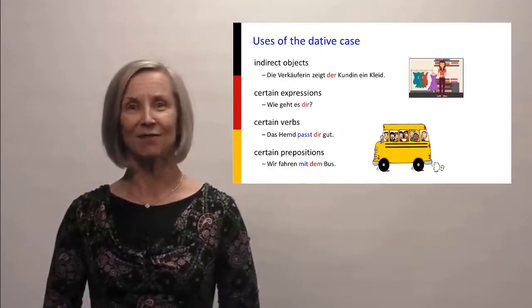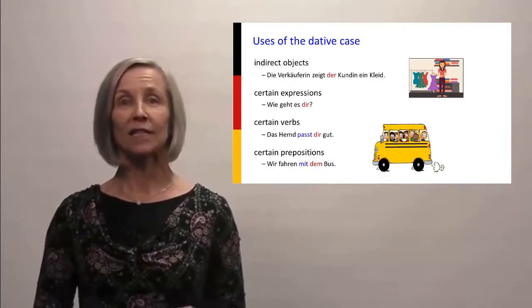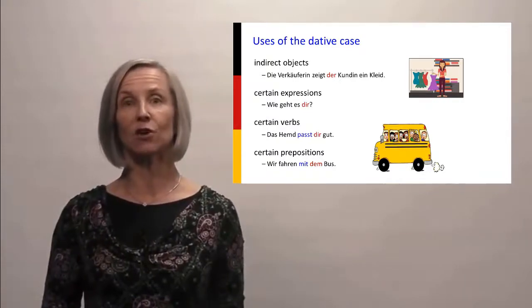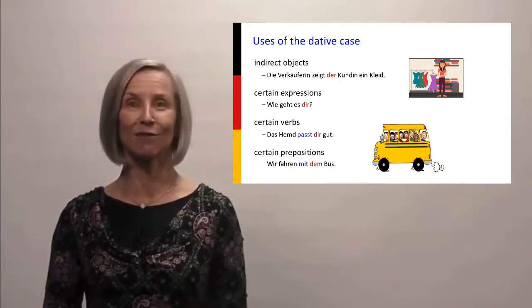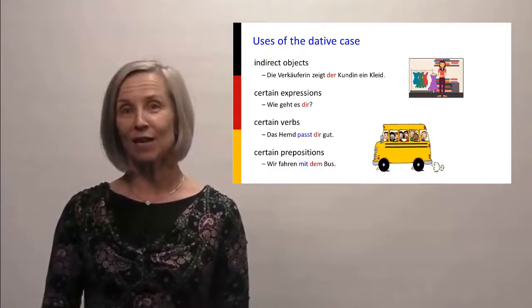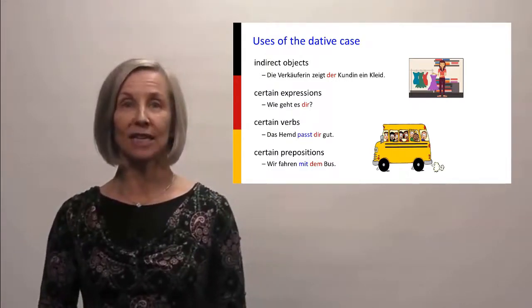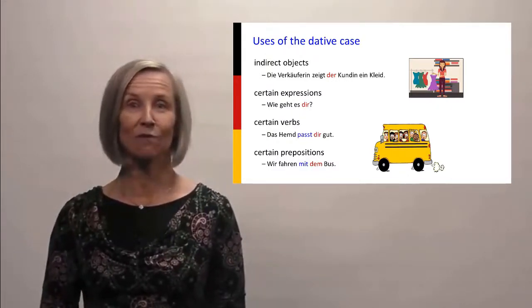So what is the dative case used for? Well, it's used first of all for indirect objects. So this is another class of objects. The indirect object, as the name suggests, indirectly receives the action of the verb.